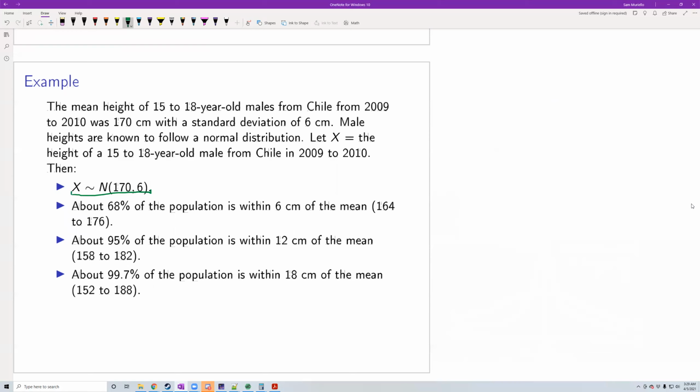By using the empirical rule, we can make statements about certain proportions of the population. 68% would be within 1 standard deviation, which is 6 centimeters. So plus or minus 1 standard deviation here. 95% will be plus or minus 2 standard deviations, so 12 centimeters. And 99.7% is plus or minus 3 standard deviations. If you saw someone that was more than 18 centimeters above the mean, 170 in this case, then you would know that that individual was very, very tall, taller than 99.7% of people.